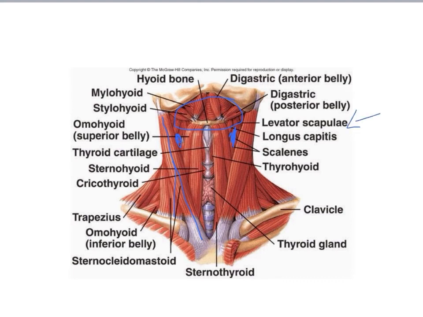Some of these muscles, although you don't get a good view right now of the levator scapulae, you can look at some of these by their names and tell what they do. Levator scapulae is going to let you shrug your shoulders. So you get the point of it right there. It's going to be extending back, attaching to the scapula.